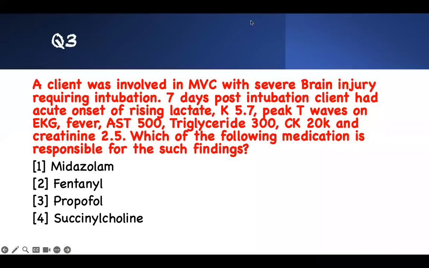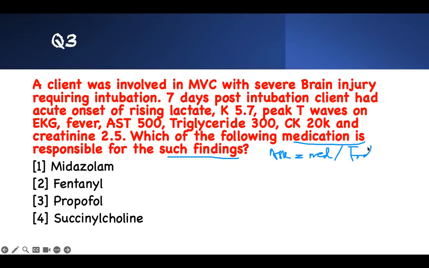So this question is a single question, but it's loaded. It's a very, very important question. The same thing I'm going to do. Which of the following medications, this can be a case for you, is responsible for such findings? So what I'm being asked is which med will give me this finding.